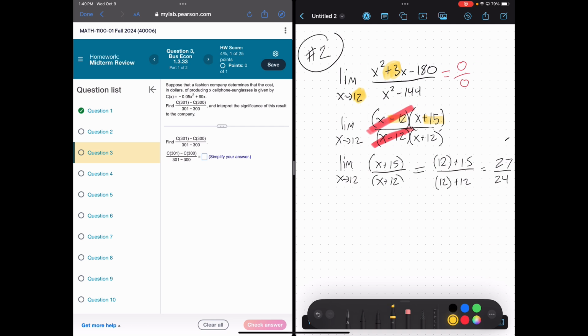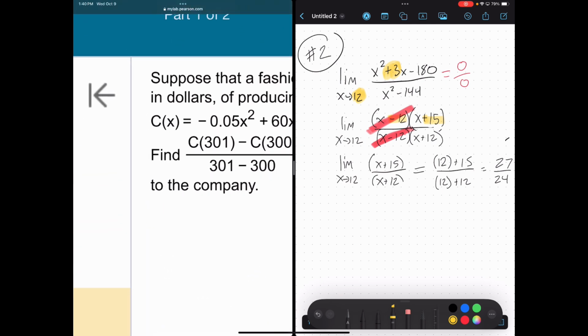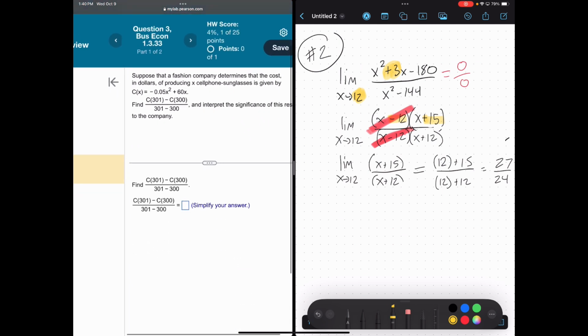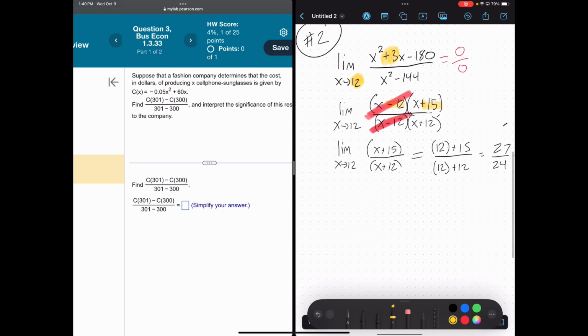Well, what does that look like? What does that C of 301 minus C of 300 over 301 minus 300 look like? Yeah, Braden. Substituting x for 301 and 300. So absolutely, that's what this function notation is actually telling me to do. C of 301 means I'm going to substitute 301 in for my cost function. So that's how I'm actually going to calculate it.